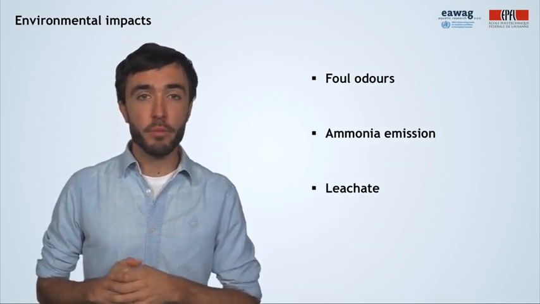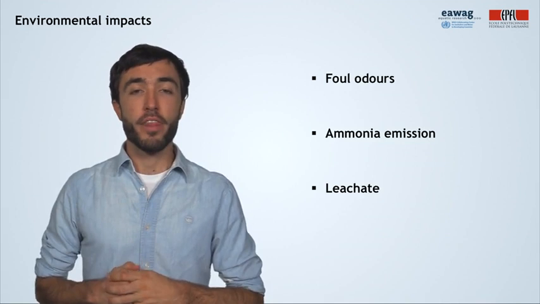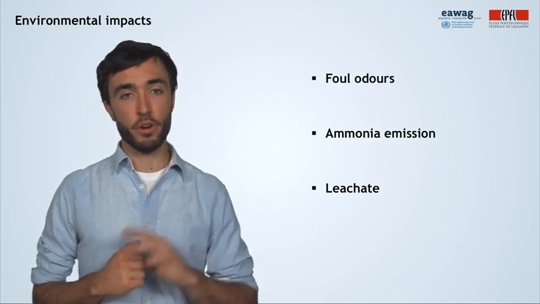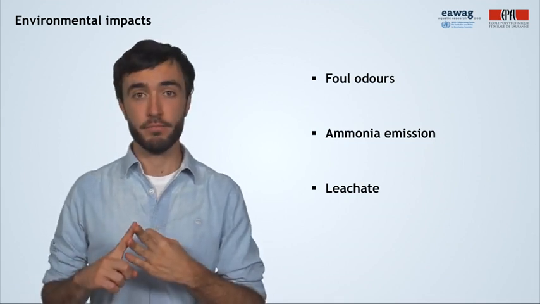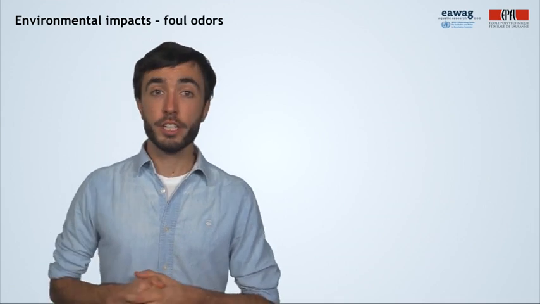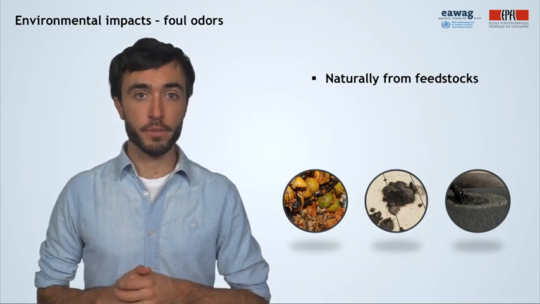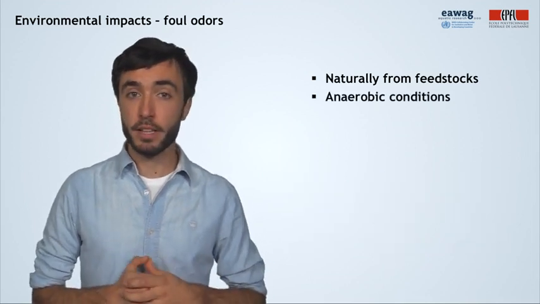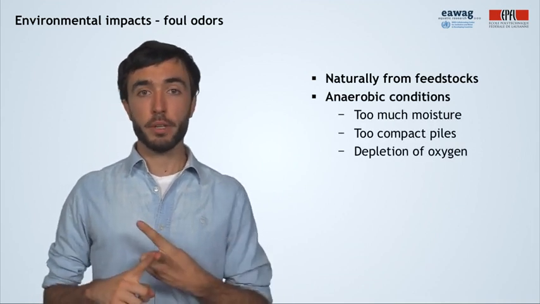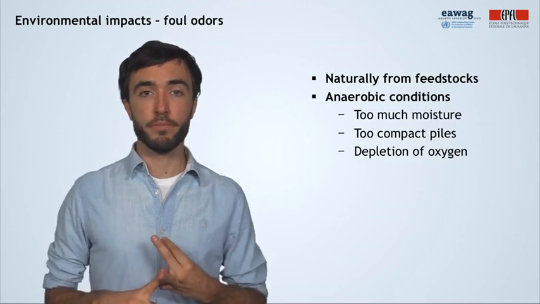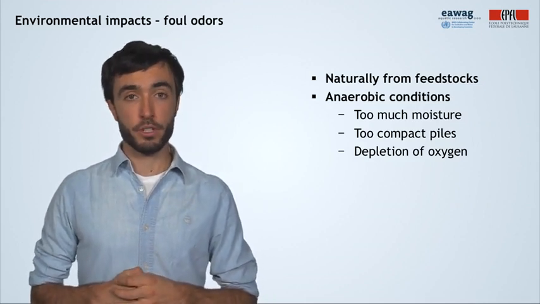However, what kind of environmental impacts does composting present? That's what we are going to see now. There are three main issues with composting: foul odors, ammonia emissions, and leachate. Although bad odors can originate naturally from the feedstocks, such as rotted food, manure, or sewage sludge, we saw that anaerobic conditions can play a big role as well. Remember that this occurs due to too much moisture, too compact piles, or depletion of oxygen. Replenishing oxygen is often enough to eliminate these bad odors.